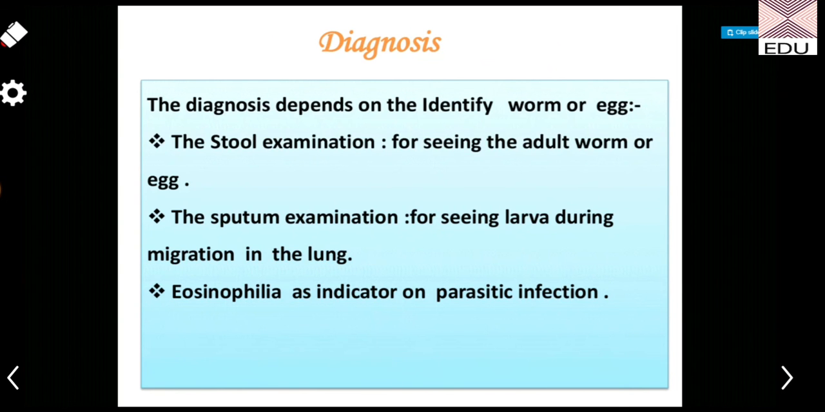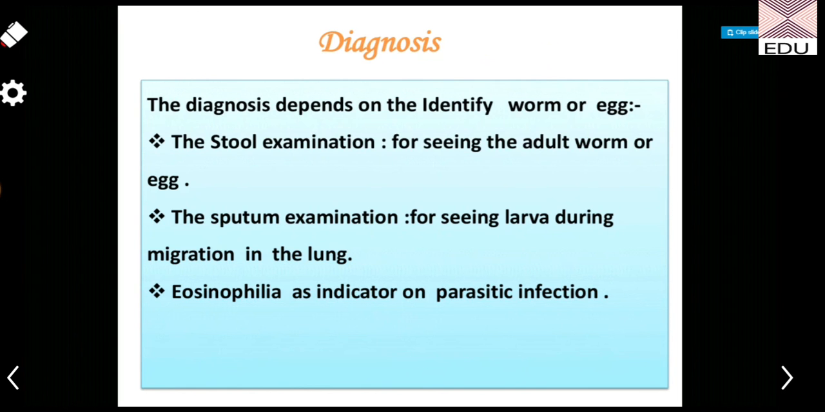Now if you go with the diagnosis of this particular animal, the diagnostic stage is the presence of the unfertilized or fertilized egg in the feces. Here the diagnosis depends upon the identity of the worm or the egg. This is a very important thing. First we have the stool examination. We have to test the feces of a particular child or human.